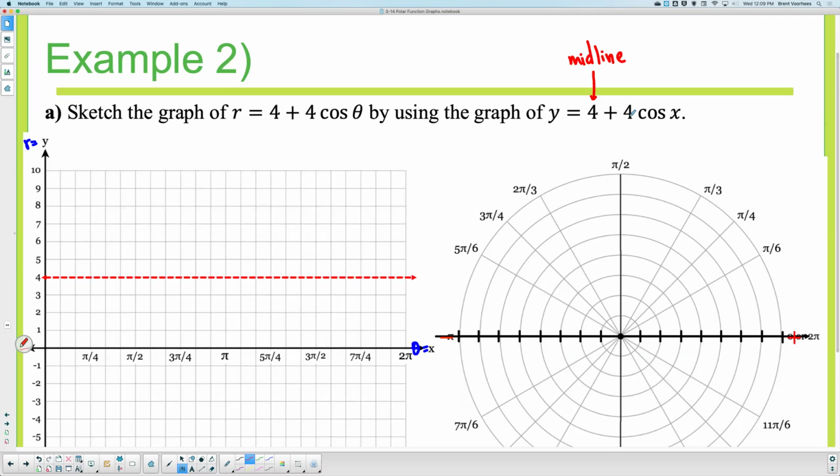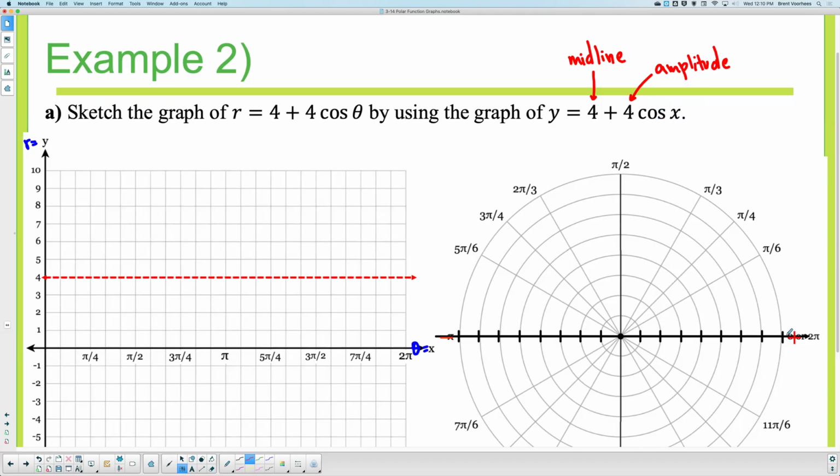The number in front of the cosine that's multiplying with it is what we call the amplitude. You may remember that. That was amplitude. That's how far the graph will go up and down from the midline. It's going to go 4 units up and 4 units down. Okay, question for you. Cosine. Which variable is cosine? X. So when I start at 0, is cosine at its maximum or its minimum or its midline?